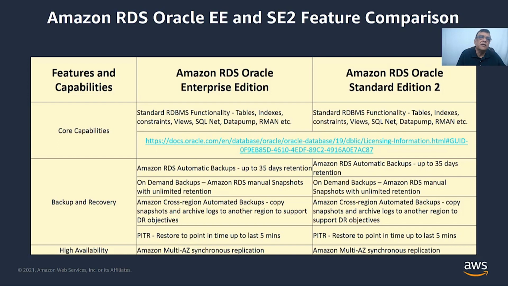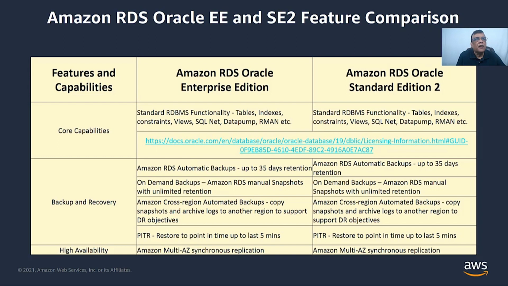In RDS, automatic backups of the RDS database, Enterprise as well as Standard Edition, can be scheduled on a regular basis to run daily, and the backups can be retained up to 35 days. On-demand backups can also be taken whenever needed, and those snapshots can then be retained for an unlimited time for any purpose that you may have for those backups.